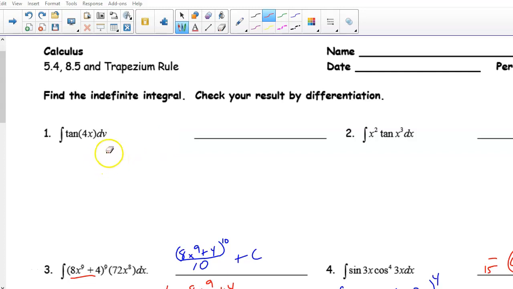This is going to be your test review video, 5.48.5 in the trapezoid rule. Start with number one here. It says find the indefinite integral. Check the results by differentiation.